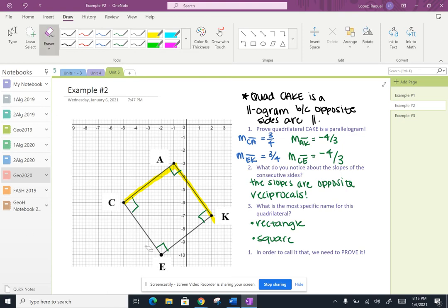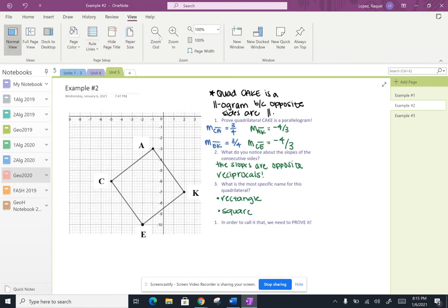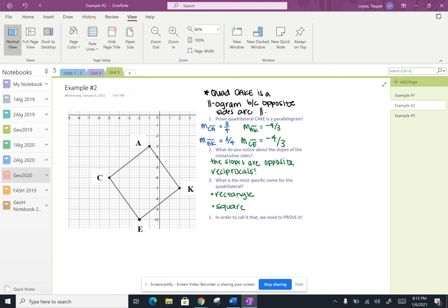Okay, so just looking at the diagram, it looks like it's going to be a square, but I also need to show math to show that it is going to be a square. So in order to do that, we need to show that the distances of CA, AK, and KE are also all the same, because in a square, all of these sides should be congruent to each other. So let's go ahead and find the distance.